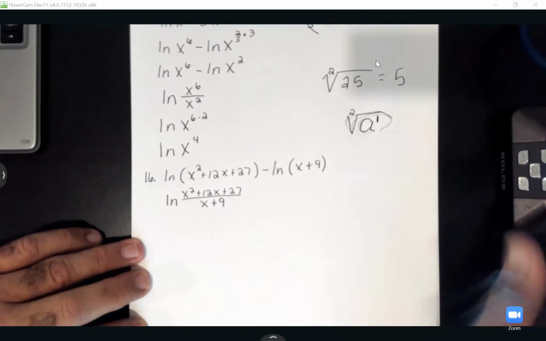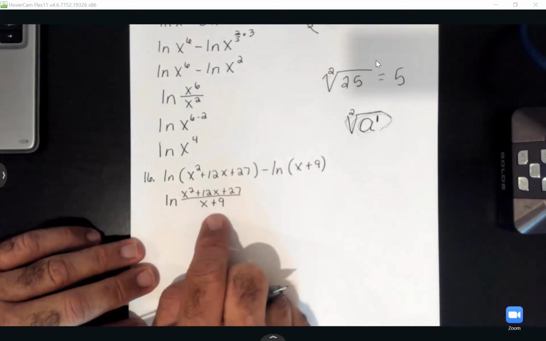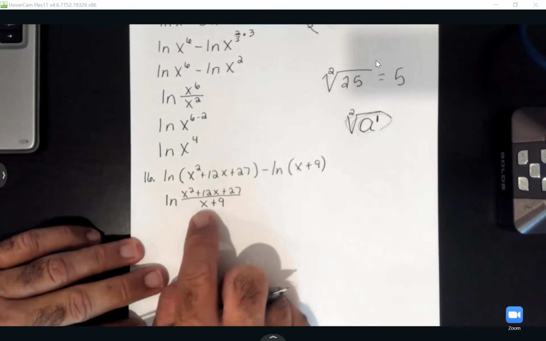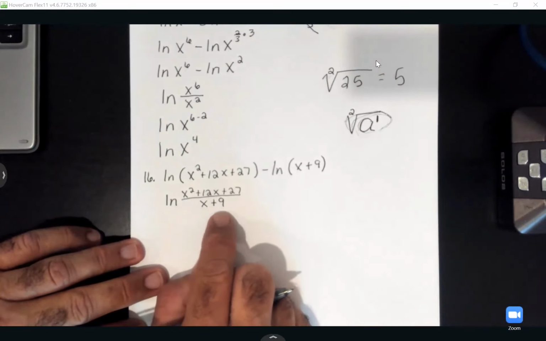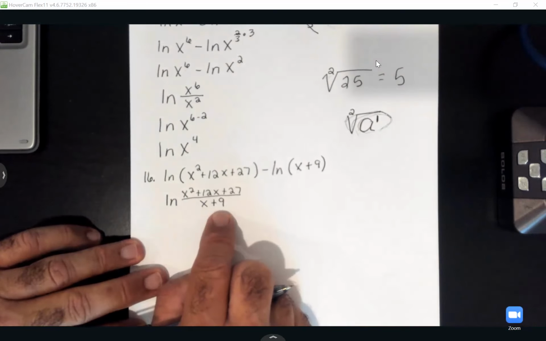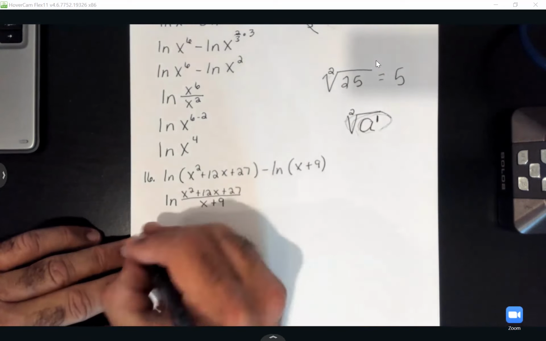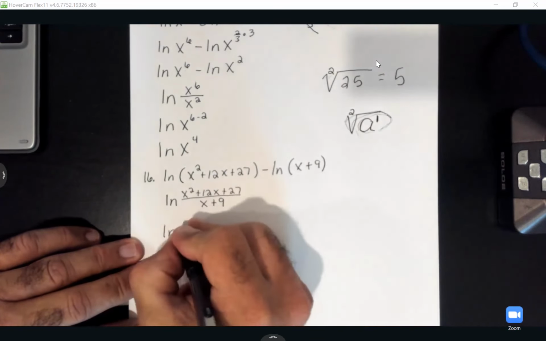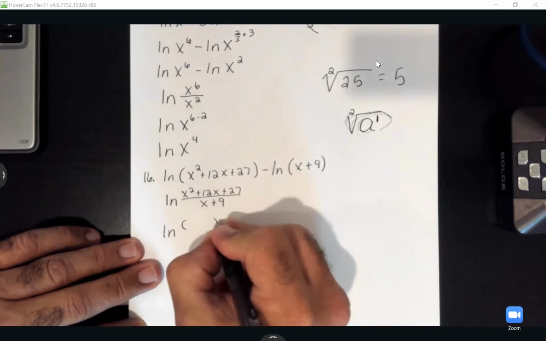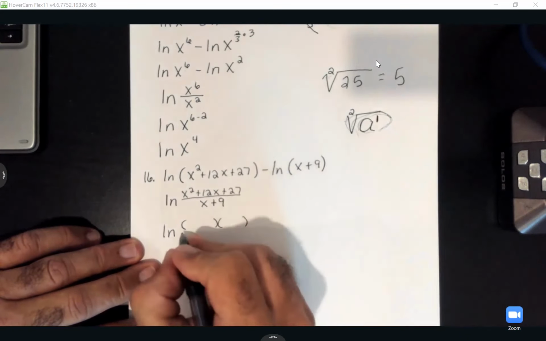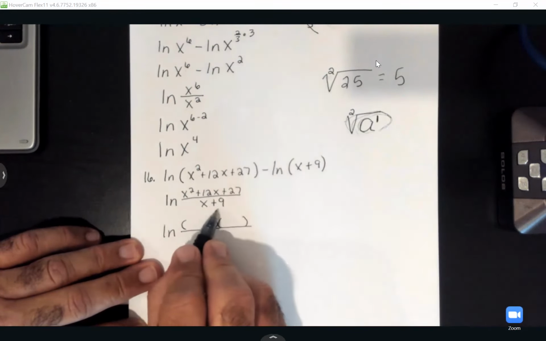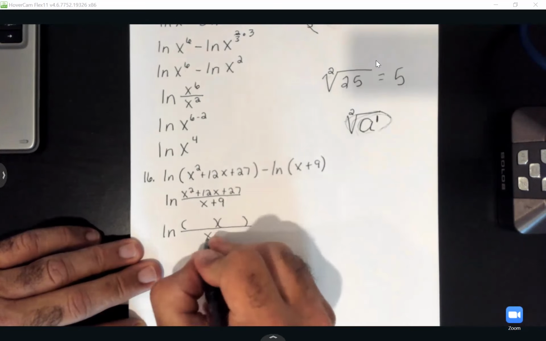All right, y'all. So we got to simplify this. And the only way to simplify this, since I got a factor of x plus 9 on bottom, the only way to simplify it would be if I got a factor of x plus 9 on the top. So to see what we're going to get on top, we're going to factor that. Now, there's nothing you can do to the x plus 9 on the bottom.